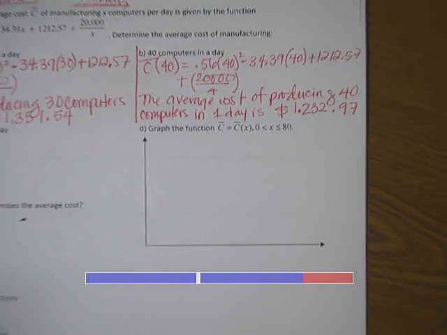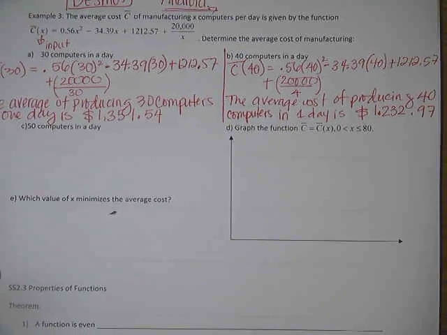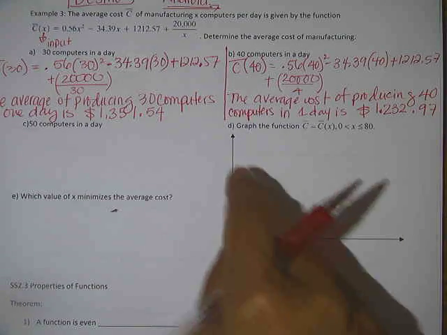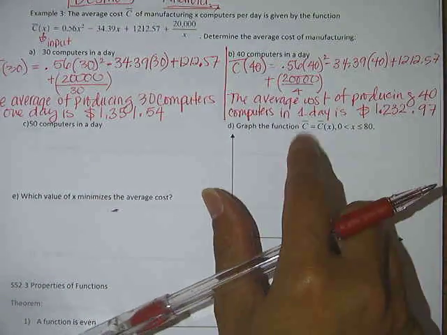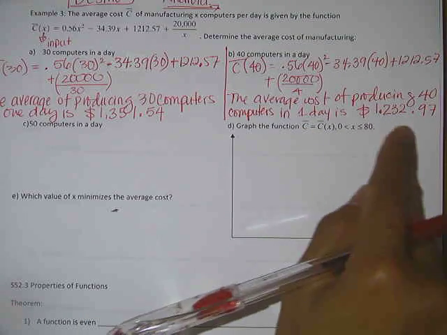So those two are the answers to A and B. It looks like the more computers this company is producing in one day, the cheaper it is on average.